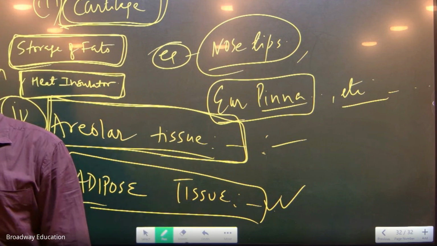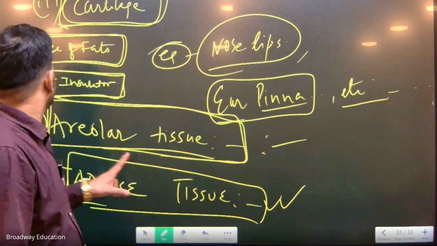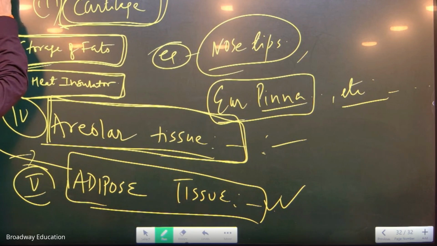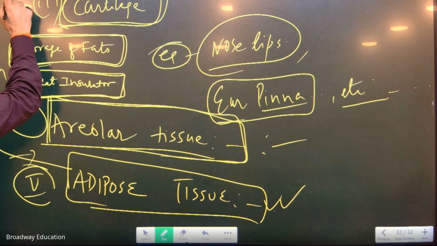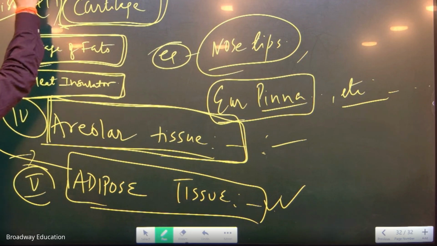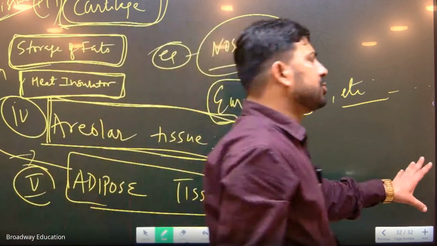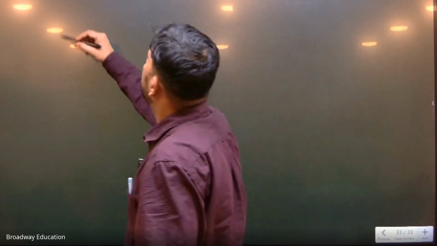Now, how many have you done? Five. Cartilage, areolar, and adipose. These all were part of the connective tissues, yes, no. Now the next tissues that we are going to see will be the muscular tissues. Make a heading: muscular tissues.